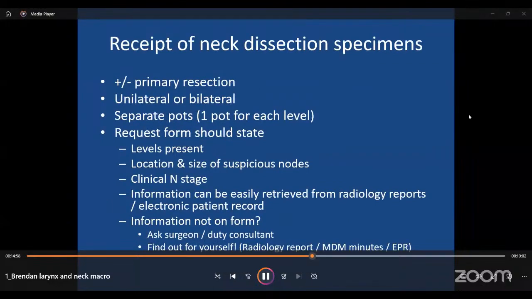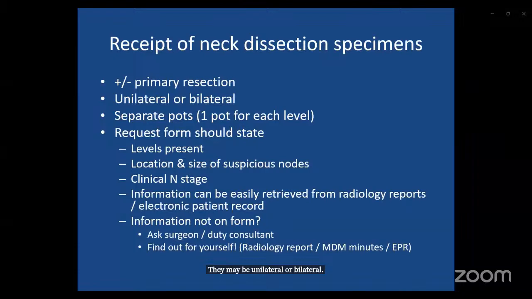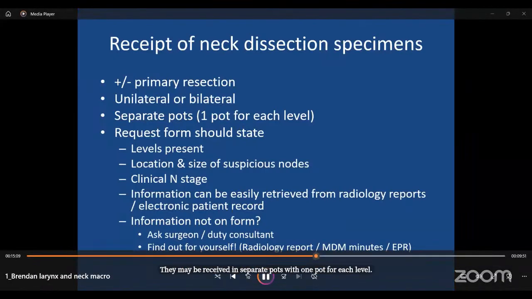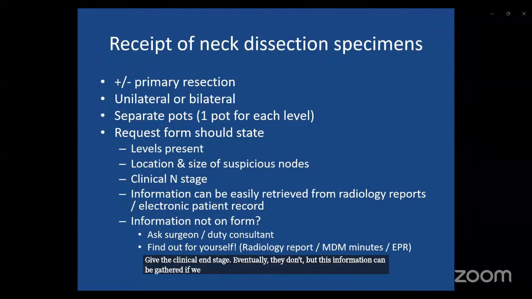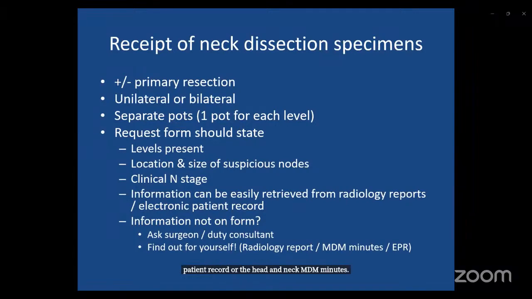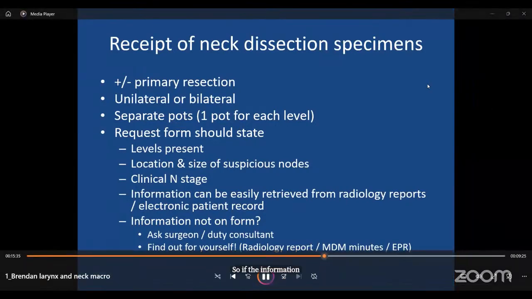Neck dissections may be received on their own or as part of a primary resection. They may be unilateral or bilateral. They may be received in separate pots with one pot for each level. They should come with a request form, and the request form needs to state, and invariably doesn't, what the levels present are. It needs to say the location and size of the suspicious nodes, and give the clinical stage. Invariably they don't, but this information can be gathered if we look at radiology reports, or electronic patient record, or the head and neck MDM minutes. So if the information is not on the form, that's not an excuse for not knowing it.